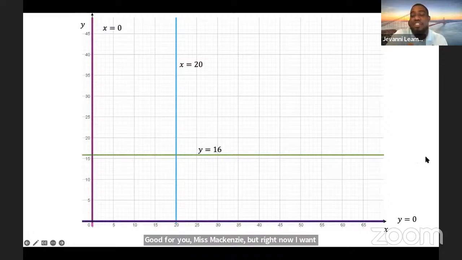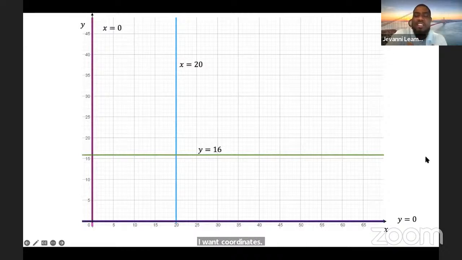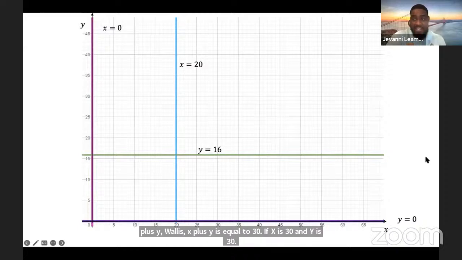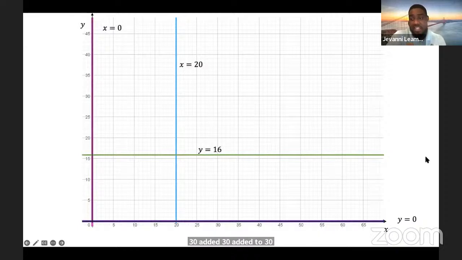Thank you for the nice depiction. I want coordinates. Wallace, you would have gotten 30 on the X and 30 on the Y. Are you so sure? If X plus Y is equal to 30, if X is 30 and Y is 30, 30 added to 30 is 60. That is not the same thing as 30. So you want to make sure you have the correct coordinates. Do not think that 0 is not significant. In this case, it is significant.